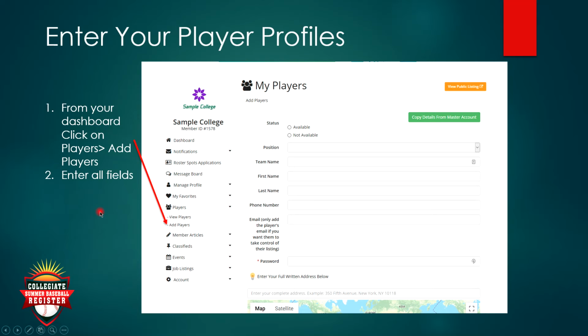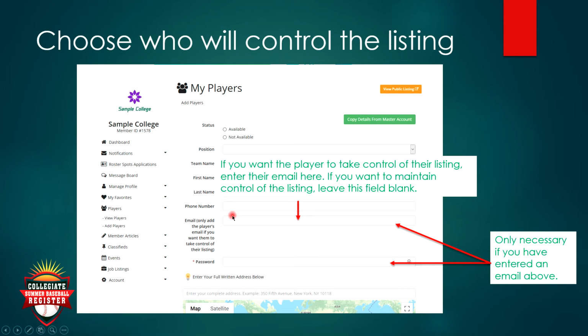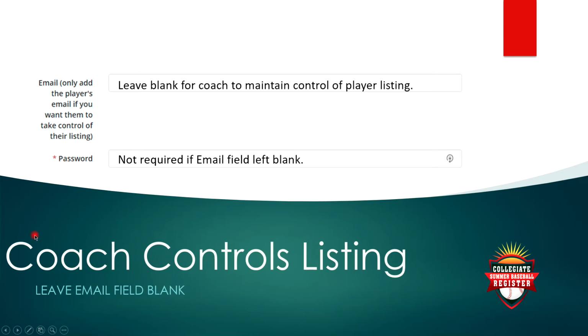So let's go to your dashboard, and from your dashboard, click on Players, Add Players, and this screen will appear. Simply add the information required in these fields, and when we get to email, if you want the player to take control of their listing, enter their email here. If you want to maintain control of the listing, leave that field blank. Just note that if you do put the player's email in here to give them control, you'll need to add a password. Otherwise, leave it blank. So to reiterate, for the coach to control the listing, leave the email blank, and there's no password required.